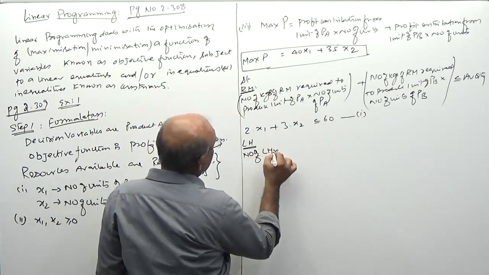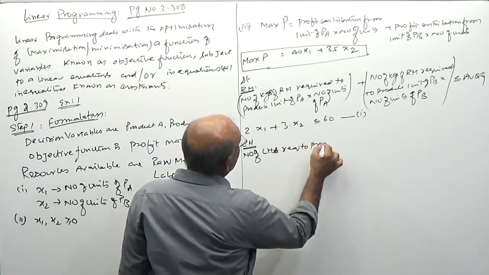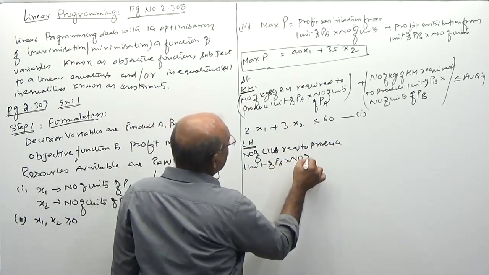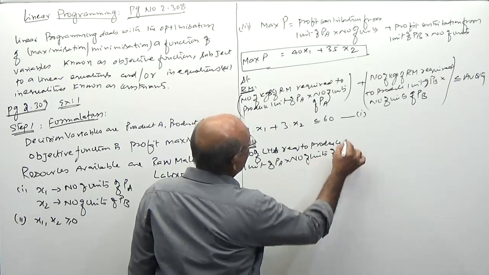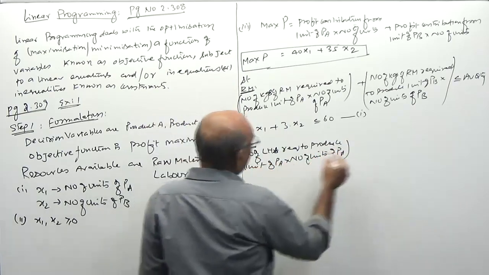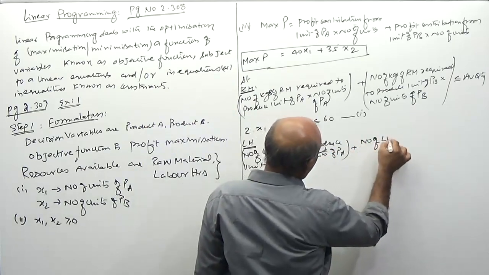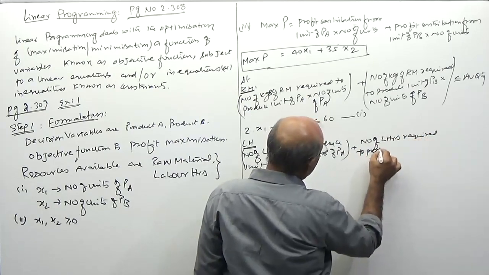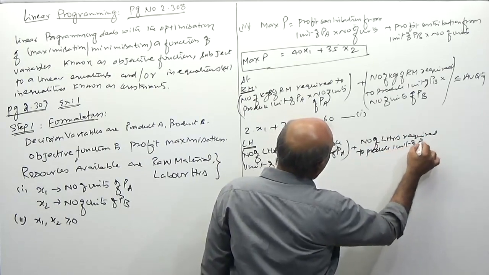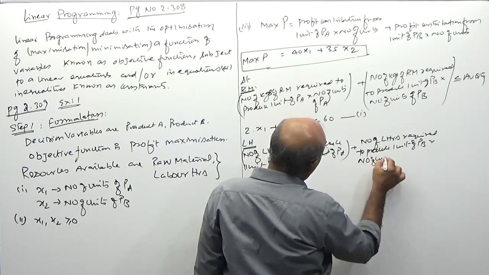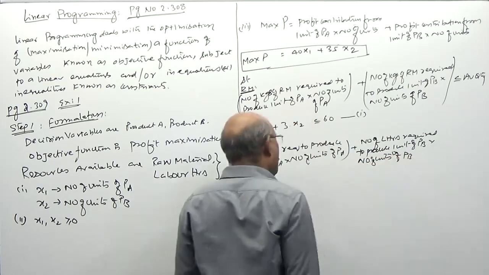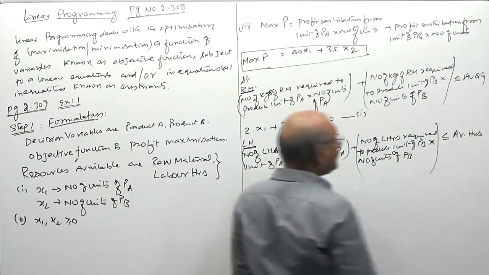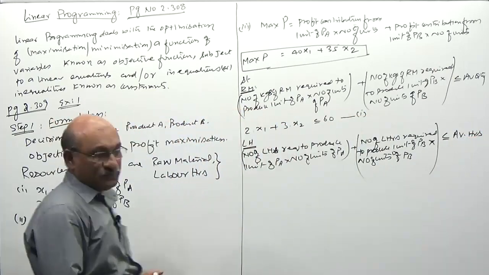Number of labor hours required to produce 1 unit of product A into number of units of product A plus number of labor hours required to produce 1 unit of product B into number of units of product B must be less than or equal to available hours.